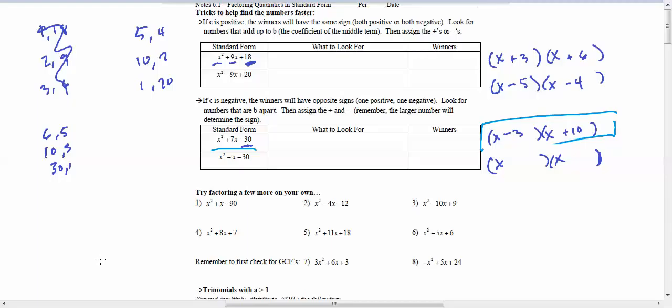1 and 30. I can add 1 and 30. Wait, 30 plus 1 is 31. No, 30 minus 1 is 29. No, I can get negative 31. 6 and 5. There we go. Perfect. Negative 5. All right, let's try that. Negative 5, positive 6. Do you guys all agree?